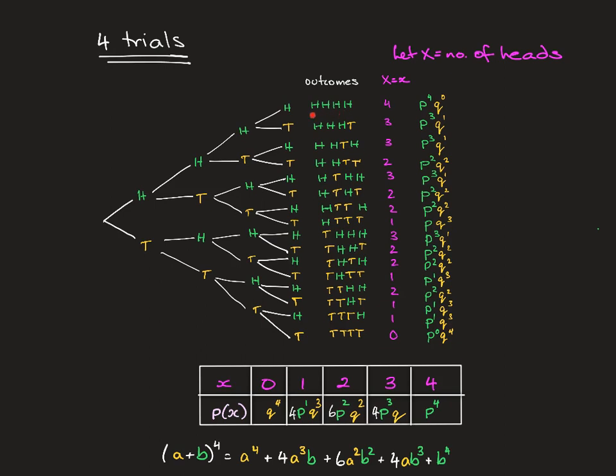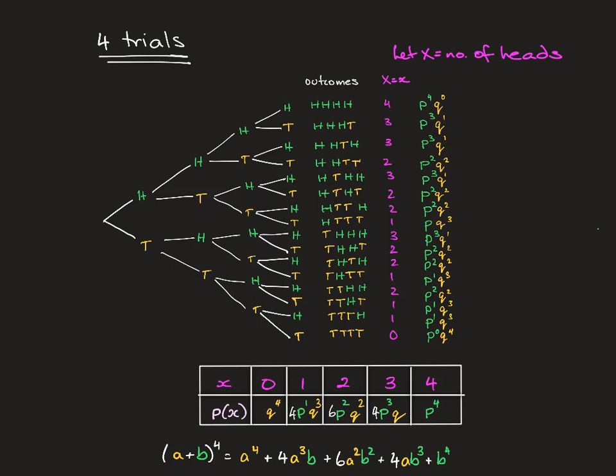So we've got 4 results in each. So x is equal to 4. 4 heads will give us p to the power of 4. 3 heads and 1 tail is p cubed q. This is also p cubed because there's 3 heads and a single tail.